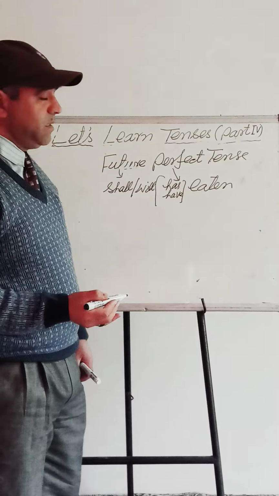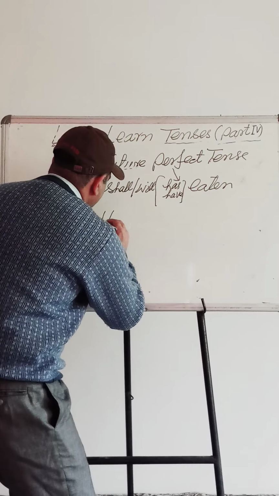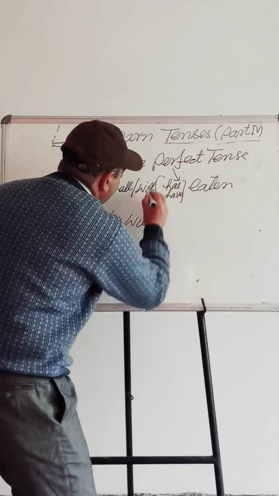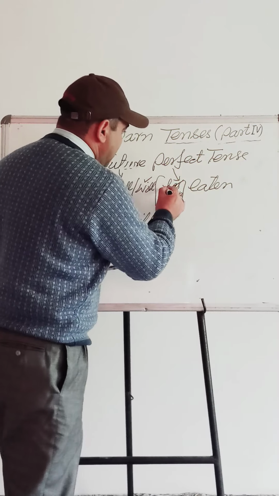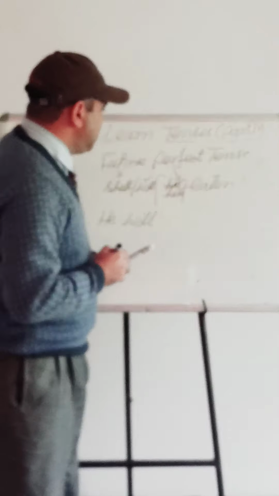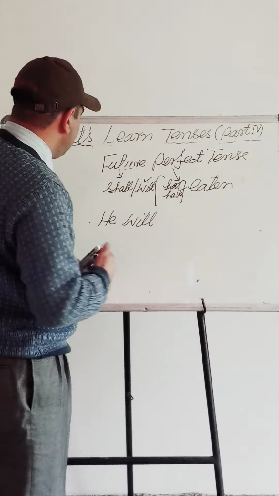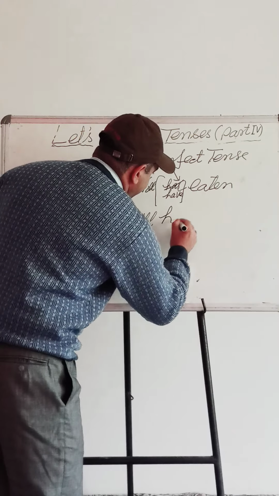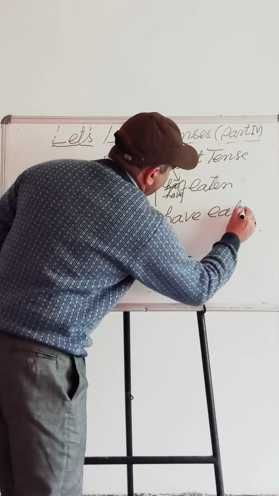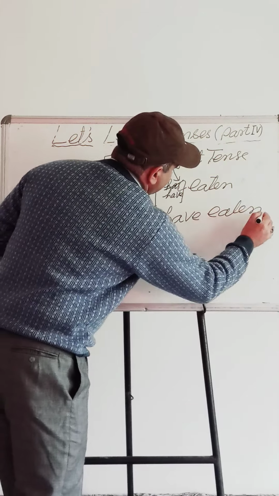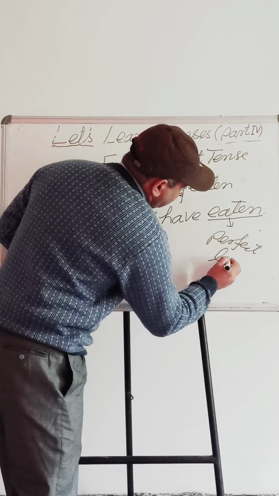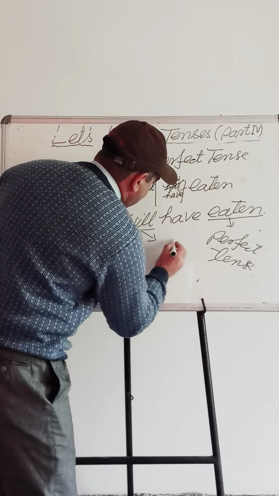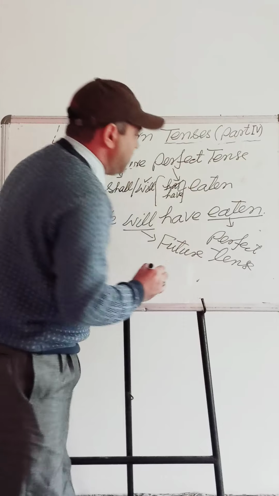Let us frame a sentence in this tense. He will. After will, it is a modal auxiliary, so we have to mandatorily use the infinitive form of the verb. Has is not the infinitive form of verb because it is singular, but have is. Has is singular, have is plural, so the infinitive form is have. So we have to use have. He will have eaten. Here eaten is the past participle form of verb, so it is perfect tense. And will indicates future, so it is future perfect tense.